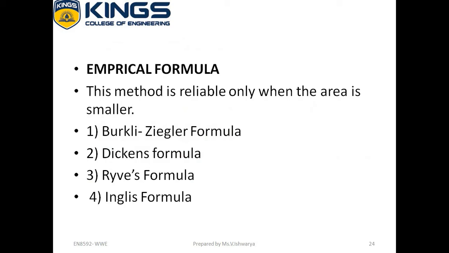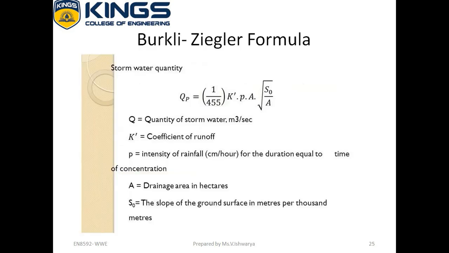So next one is the empirical formula. An empirical formula is nothing but a formulated one. In the previous method we can just apply the values that are given, but here we have many formulas to find this Q value. It is also applicable only for smaller areas. For example, the empirical formulas are the Berkeley-Ziegler formula, Dickens formula, Rives formula, and English formula.